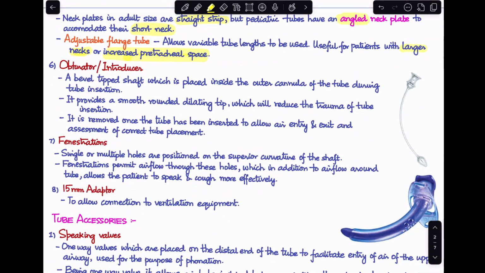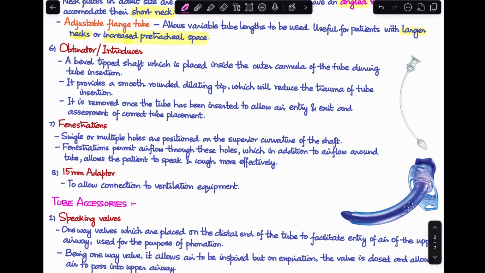Next, moving on to the obturator. I showed you in an earlier image, this is what an obturator looks like. This is also known as an introducer. What is the purpose of this obturator? This obturator is usually placed inside the outer cannula of the tube during the time you are inserting the tube. That is the sole purpose of it.